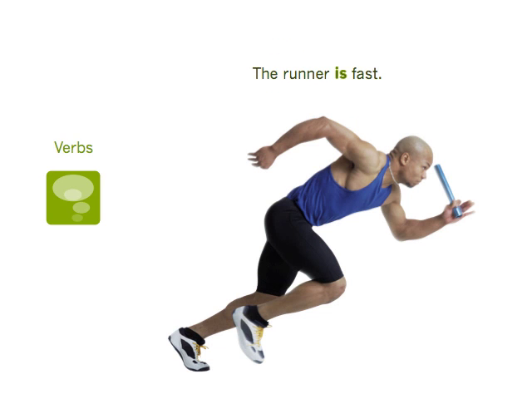Some sentences lack an action verb. Instead, the verb functions as a link between two parts of the sentence, the subject and the subject complement. In this example, the runner is fast. The runner functions as the subject of the sentence. Fast functions as the subject complement. It describes or renames the subject. And is functions as the linking verb.